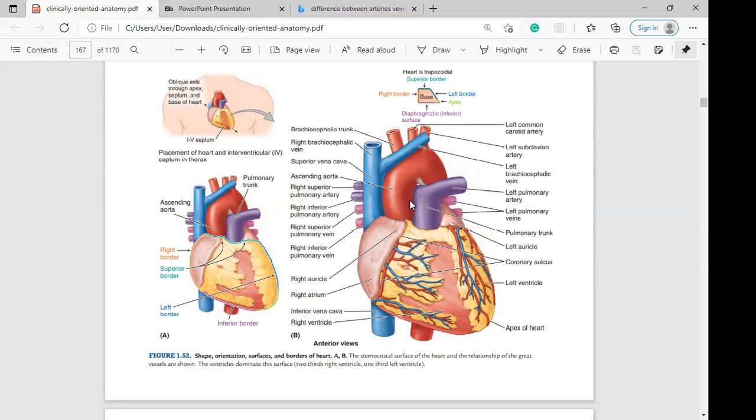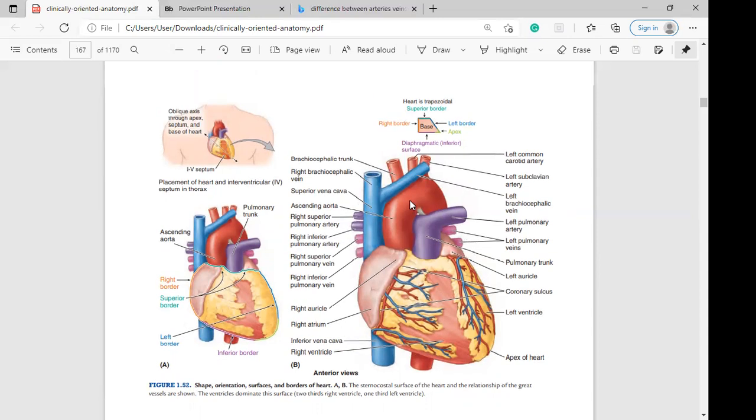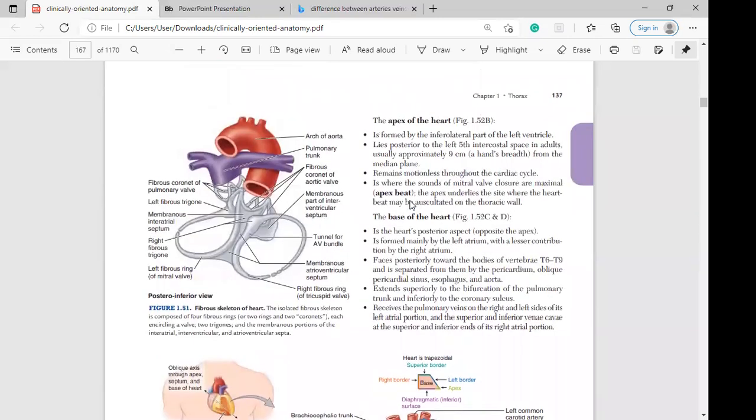The apex is the lowermost part of the heart. Now, you will see what make up that lowermost part of the heart and what make up the base. So let's look at each of them. Now, the apex of the heart is formed by the inferolateral part of the left ventricle. So what forms the apex of the heart? The inferolateral part of the left ventricle.